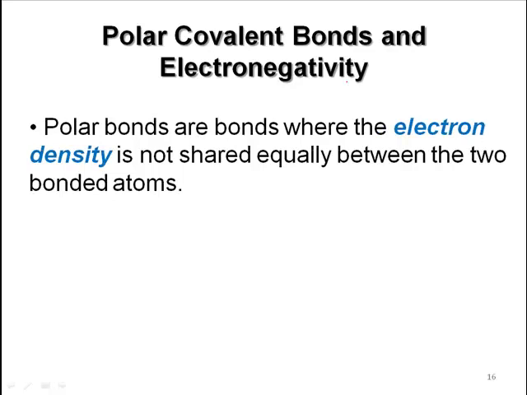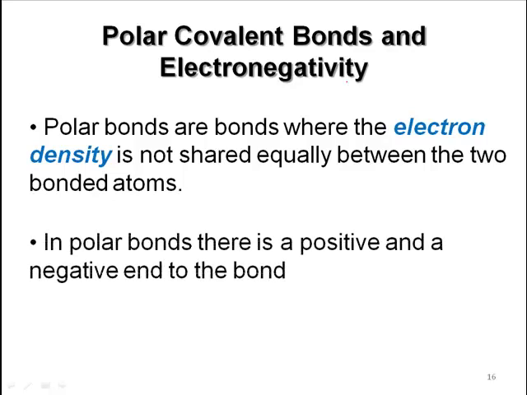Polar bonds are bonds where the electron density is not shared equally between the two bonded atoms. In polar bonds, there's a positive end and a negative end to the bond. This is referred to as a dipole. So if you have a polar bond, it has a dipole. If something has a dipole, it is polar, and vice versa.